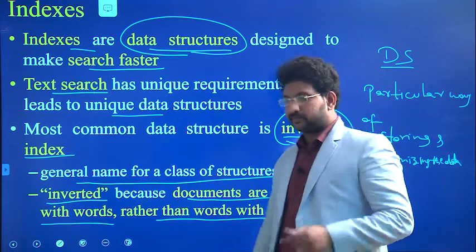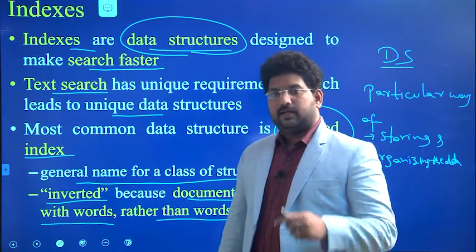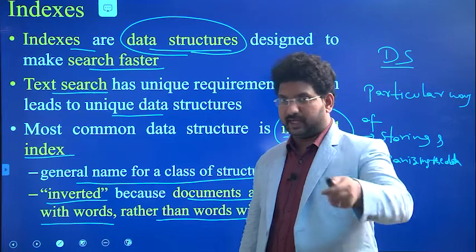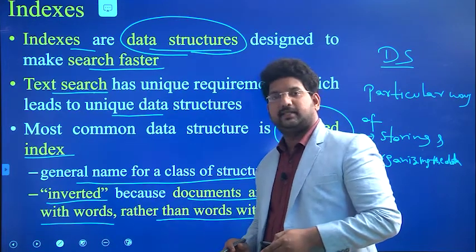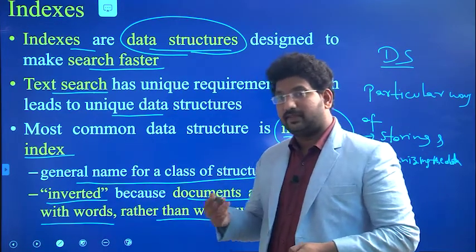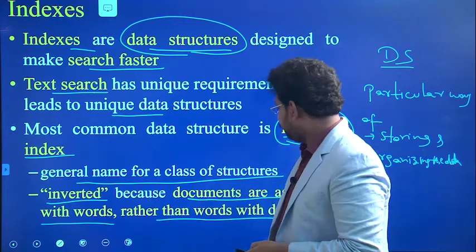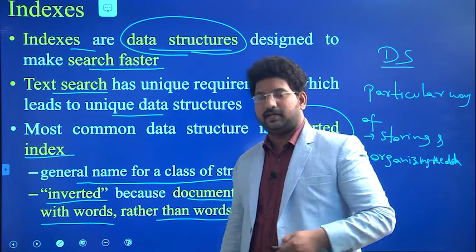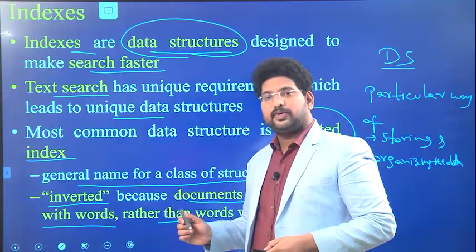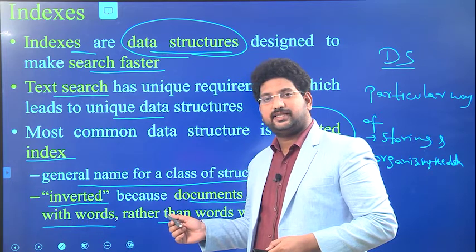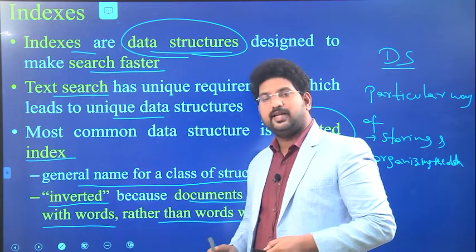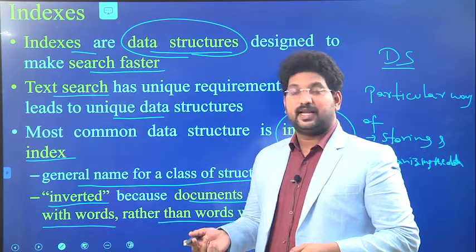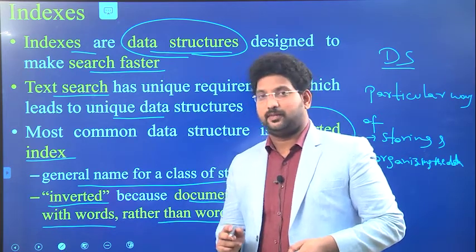If you look at a textbook, at the starting of the textbook you will have the index. In the inverted index, documents are associated with the words instead of words associated with the documents. This is the statement, just remember it and try to understand it. The inverted index deals with documents being associated with the words rather than the words associated with the documents.